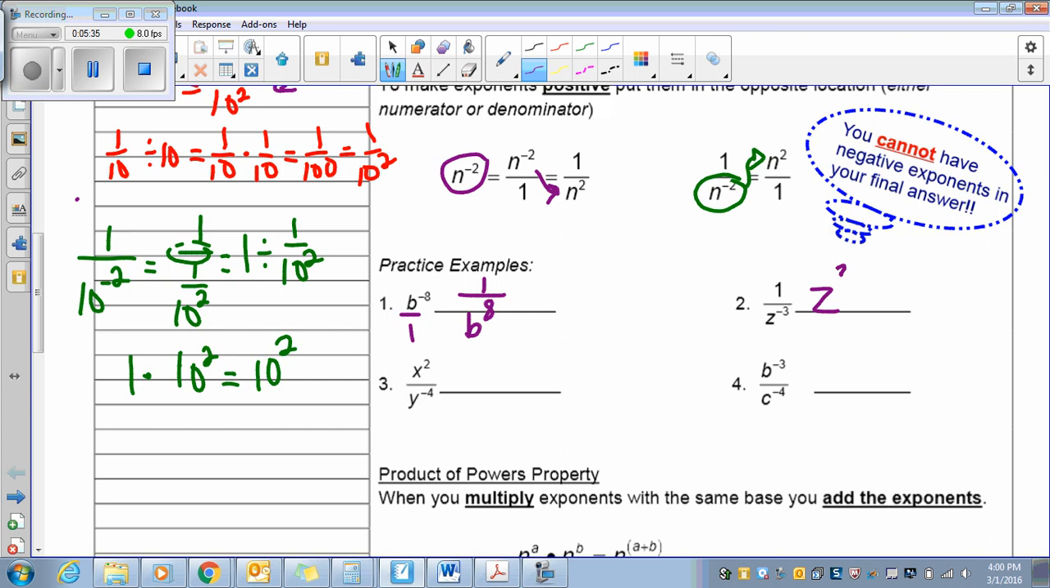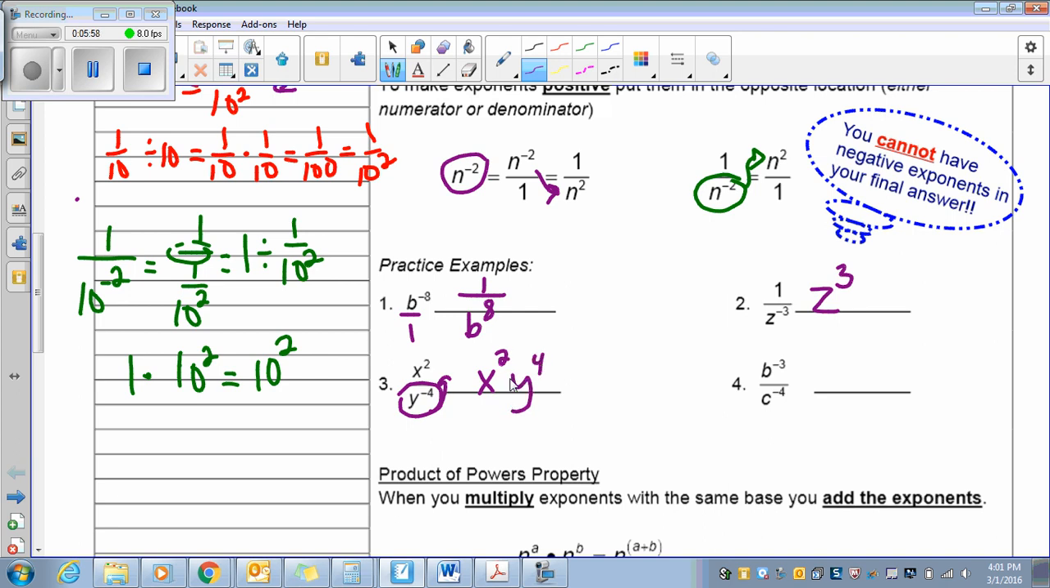To make it a positive, it becomes the numerator, so it's just z cubed. The third example, x squared is already positive. You don't have to do anything with that, but you want to look at this y to the negative 4th. Because this is in the denominator, you want to bring it up. So it's a positive, so you would have x squared still in the numerator, and then you now have this y to the 4th.